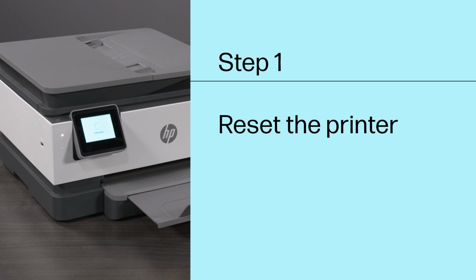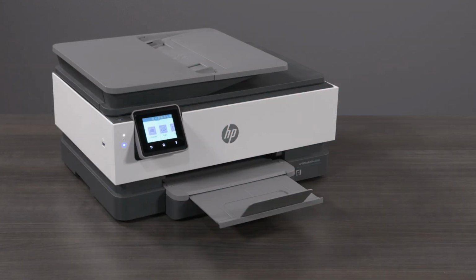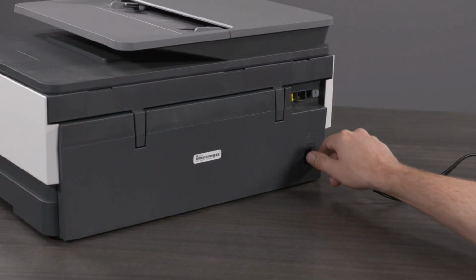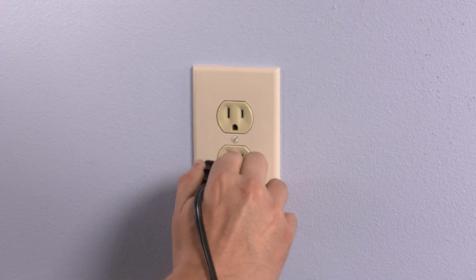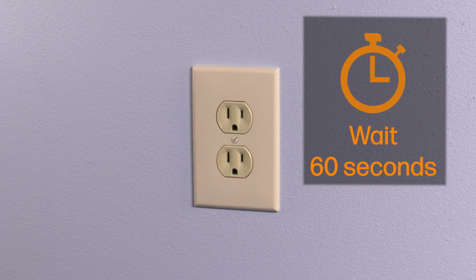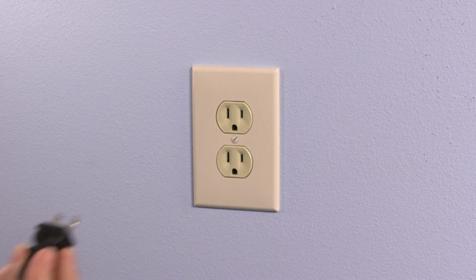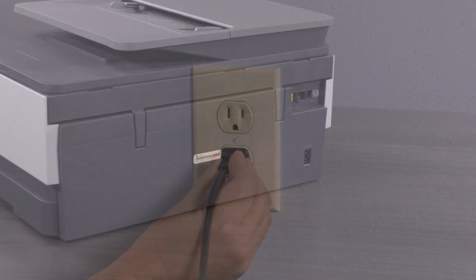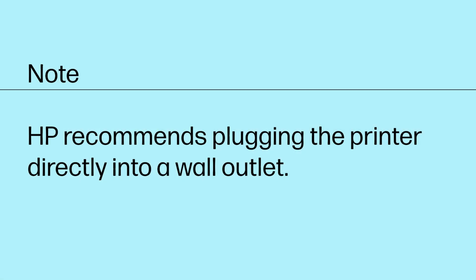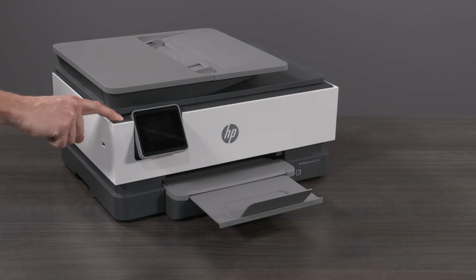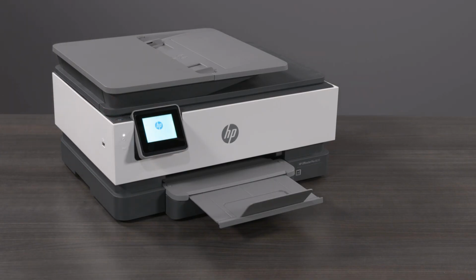Step 1. Reset the printer. Resetting the printer can recover it from cartridge errors or failures. With the printer turned on, disconnect the power cord from the printer. Unplug the power cord from the power source. Wait 60 seconds. Reconnect the power cord to a wall outlet and to the printer. Note: HP recommends plugging the printer directly into a wall outlet. Turn the printer on to complete the reset.